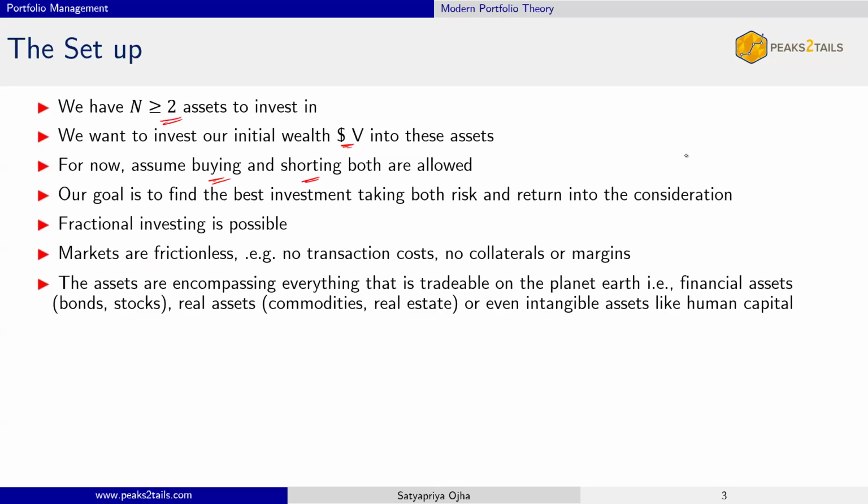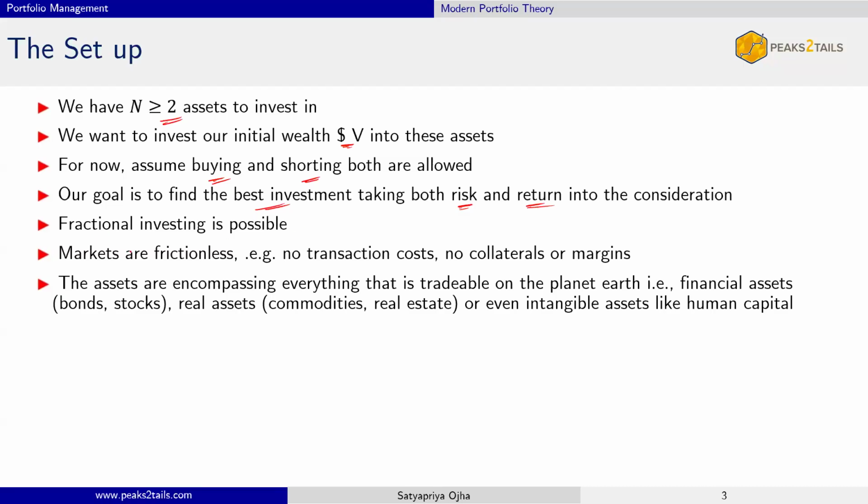Now our goal is to find the best investment by taking both return and risk into account. Remember, Harry Markowitz quantified risk in terms of variance. Now that we have a formula for risk, we can include both expected return and risk in our portfolio selection or portfolio optimization process. Based on that, what is the best investment strategy? That is our goal.